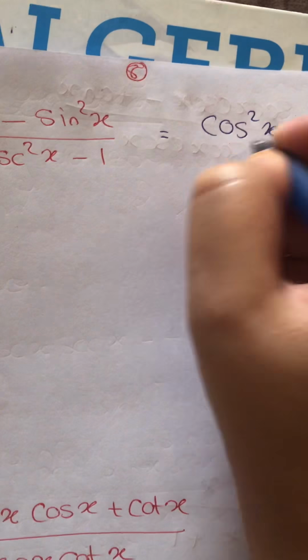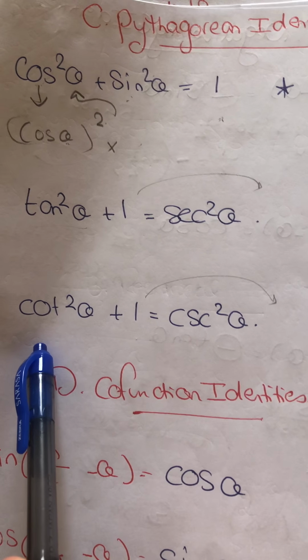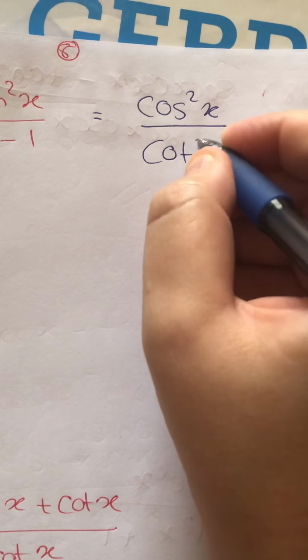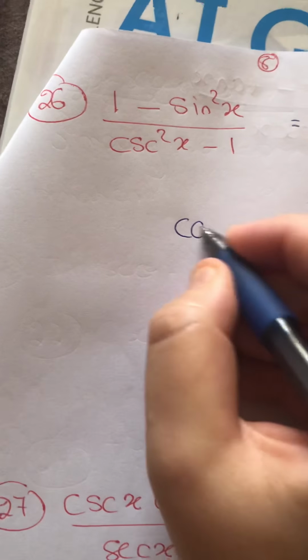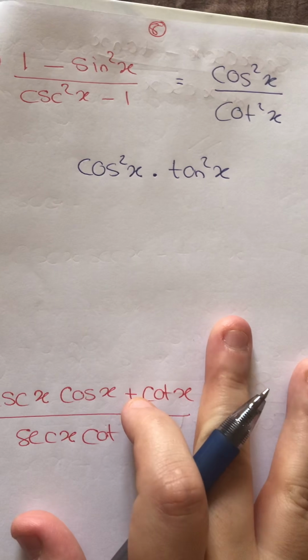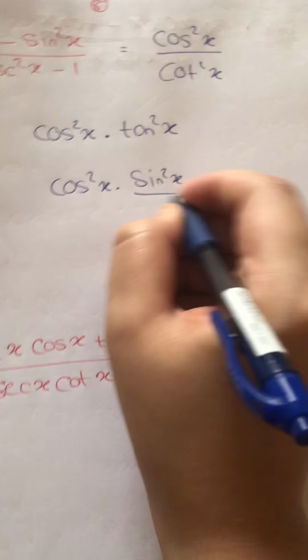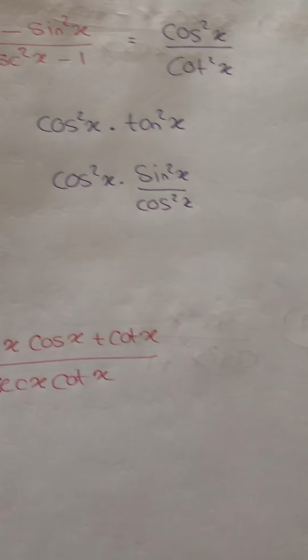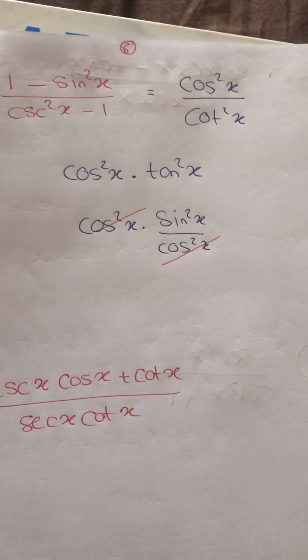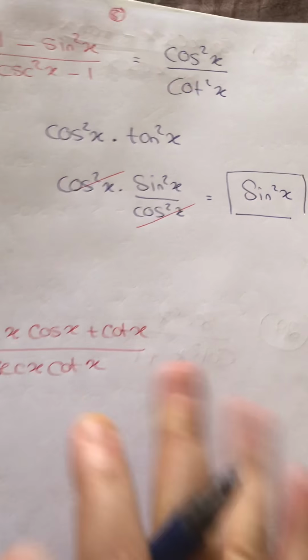1 minus sine squared x, according to this Pythagorean identity, is cosine squared x over cosecant squared x minus 1, which is equal to cotan squared x. So I have cotan squared x. So it's the same as cosine squared x multiplied by tan squared x. Sorry. So it's the same as cosine squared x multiplied by sine squared x over cosine squared x. Of course you can skip some of those steps. I'm going just with every step, which is equal to sine squared x, and this is the final answer.